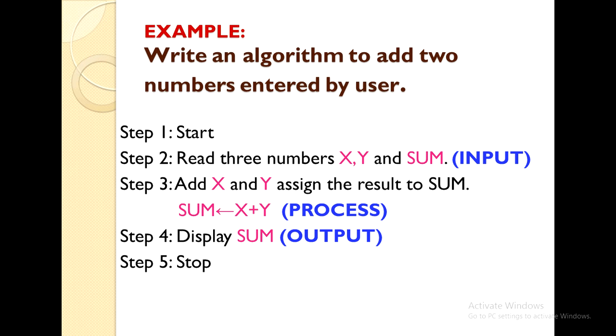So step 2 is an input whereby we are reading three numbers: x, y, and sum. Step 3 is a process whereby we are adding the two numbers, x and y, and assigning the value to sum. So there's a process, there's a calculation that is going on. That is what we mean by a process. Then step 4, we have display sum. That is the output. What is going to come out as output? That is sum.